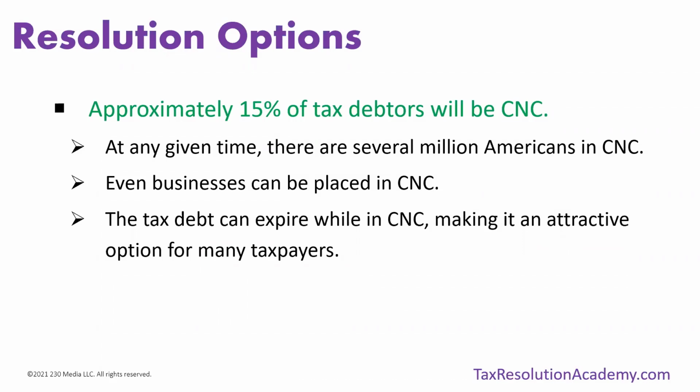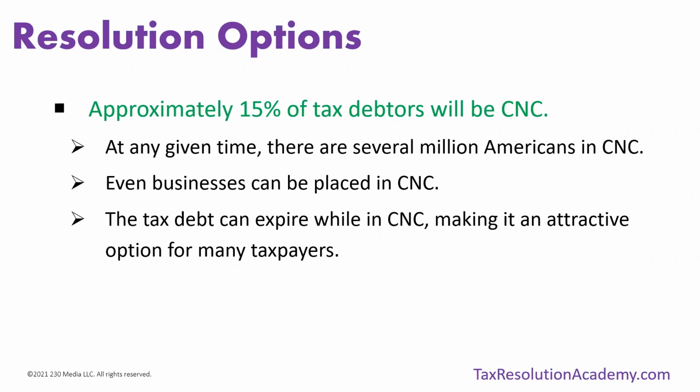At any given time, there are roughly 2 to 3 million Americans that are in CNC. Even businesses can be placed in currently not collectible status. The single biggest benefit of putting a client into CNC is that the clock on the collection statute expiration date continues to roll, okay? And so the CSED may expire while the taxpayer is in CNC, meaning that they may actually end up paying $0 on their tax debt.